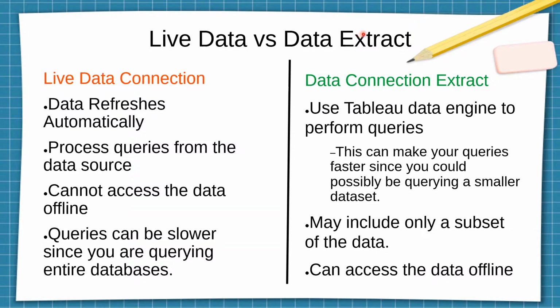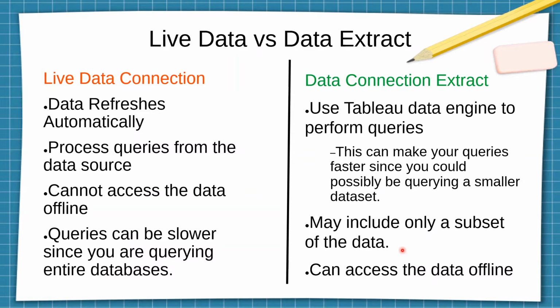And with a data extract, you can access the data offline, but with a live data connection, you cannot access the data offline. And of course, with a data connection extract, your data could only include a subset of your data. The positive side of having a subset of your data is that your workbook will be faster.